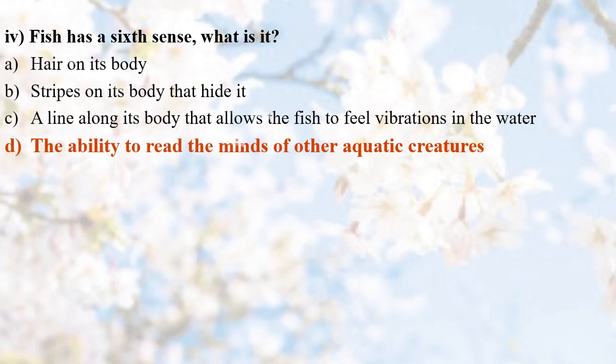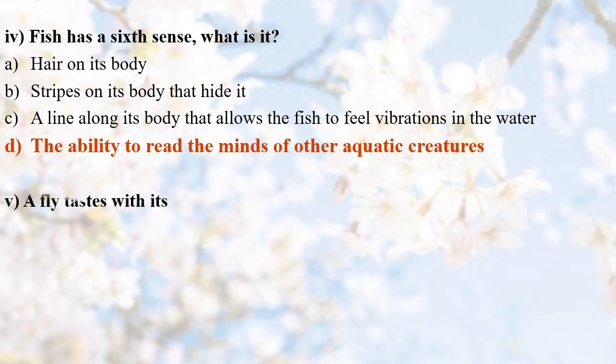Number 4 is, fishes have a sixth sense. What is it? Four options are A. Hairs on its body, B. Stripes on its body that hide it, C. A line along its body that allows the fish to feel vibration in the water, and D. The ability to read the minds of other aquatic creatures. And the right answer is D. The ability to read the minds of other aquatic creatures.